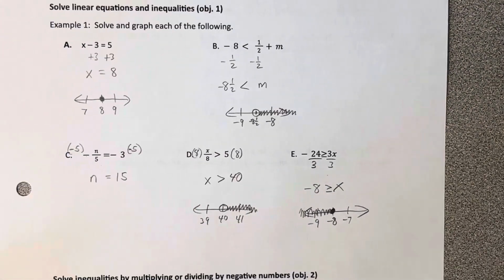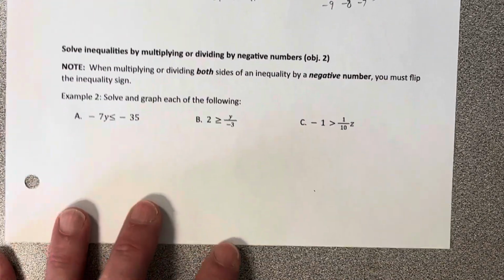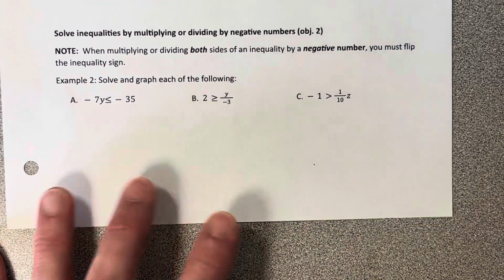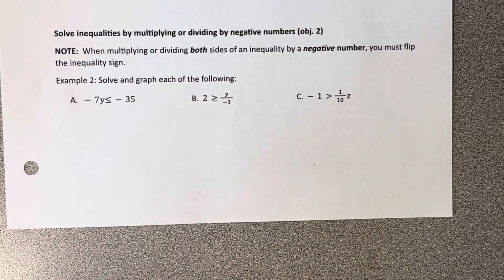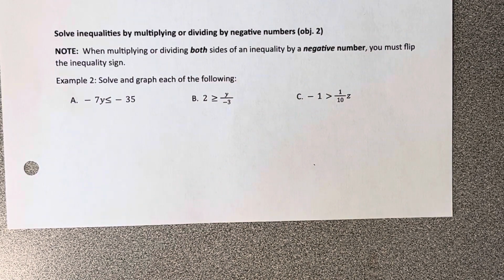Okay, so we got quite a bit of things going on here. So take a moment, pause the video if you need to, and think about what this all means. All right, so here's where it gets a little more interesting. It says, when multiplying or dividing both sides of an inequality by a negative number, you must flip the inequality sign. Now, I don't remember this being explained to me very well when I was taking Algebra 1, so I want to take a moment to explain why this happens, okay?